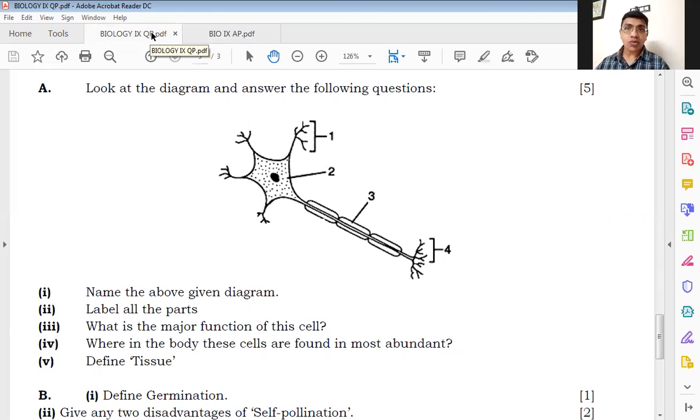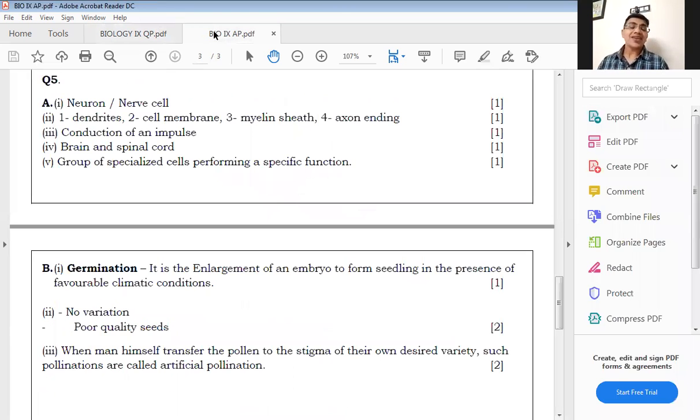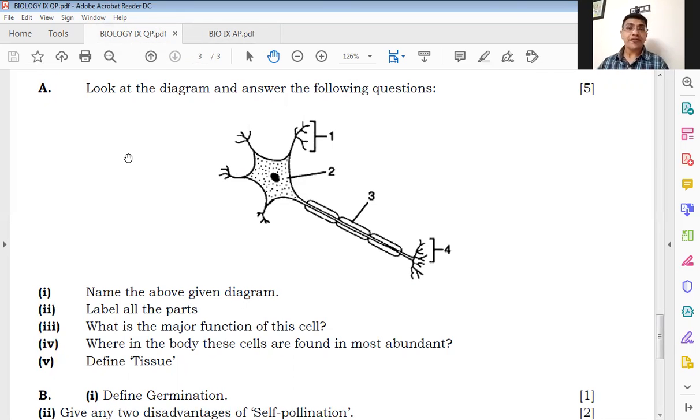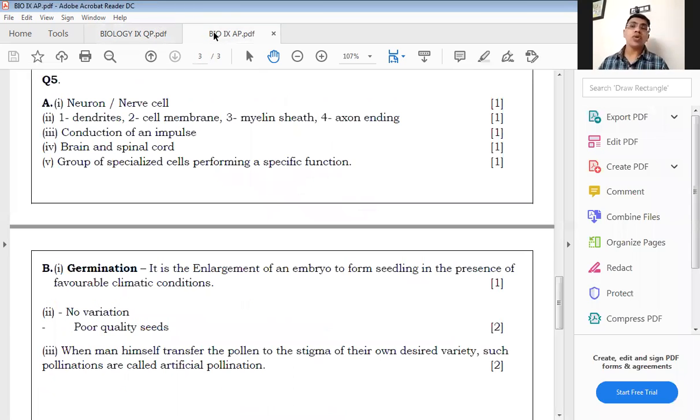Let's go to the next question, and that is, what is the major function of this cell, right? What is the function of neuron? So we know, right, it is conduction of an impulse, right? It is electrochemical impulses which are conducted by this particular part, and that is neurons. Okay, let's go to the 4th question now. Where in the body are these cells found in most abundance, right? We know they are found in abundance in two main organs, that is brain and spinal cord, right? Brain and spinal cord contain millions of neurons.